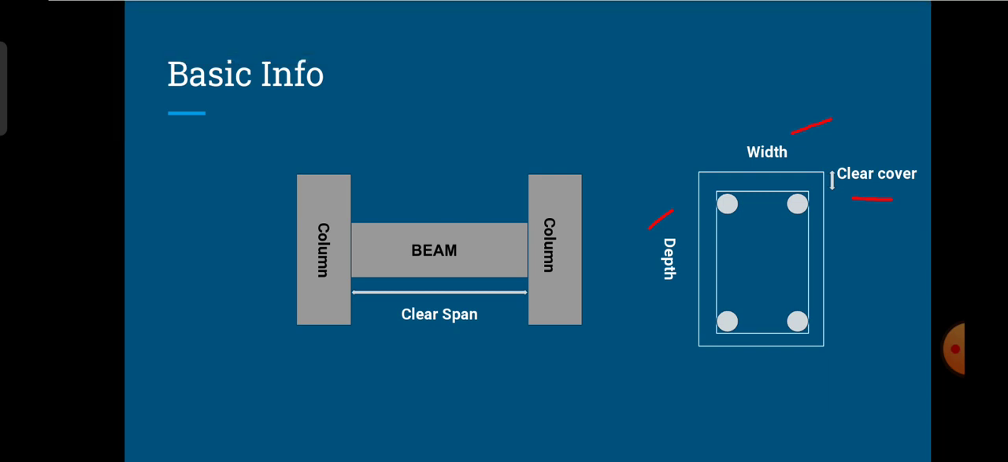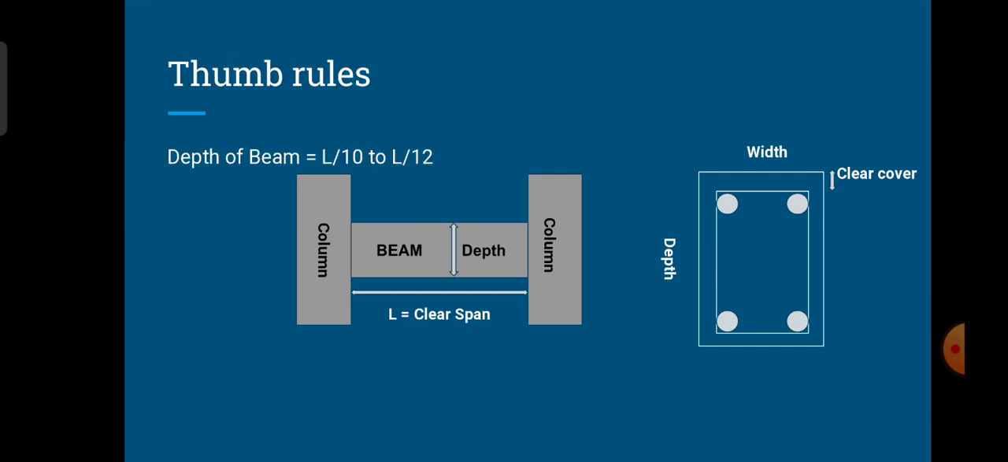So now, in order to find out the depth of the beam, we have a thumb rule, that is, the depth of the beam will always be kept as L by 10 to L by 12, where L is the clear span of the beam.